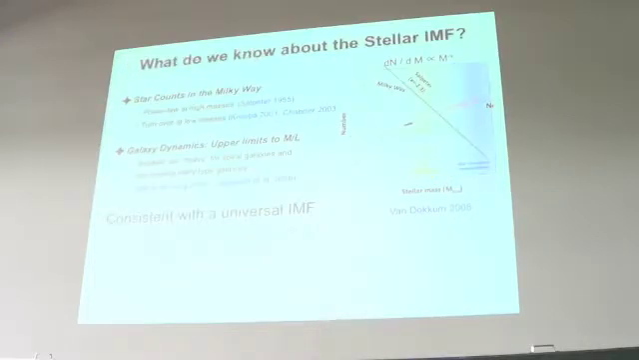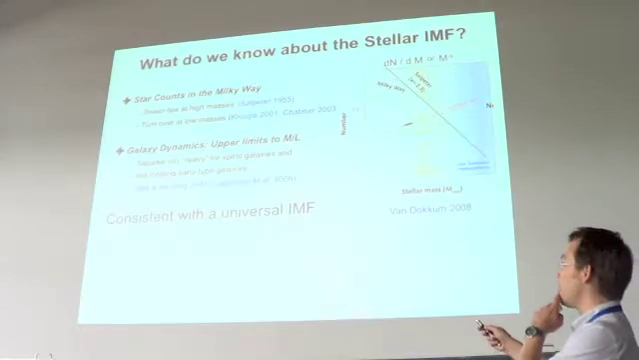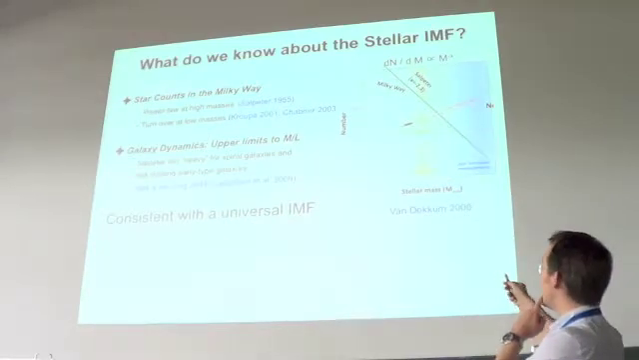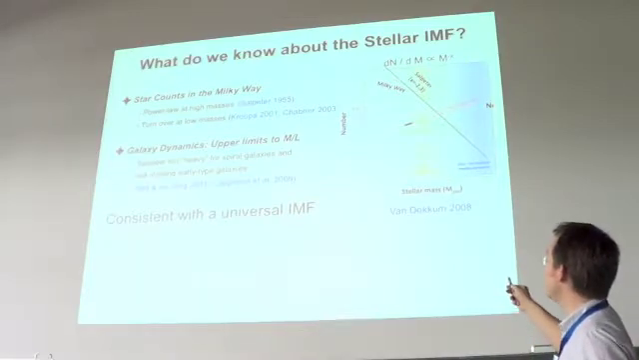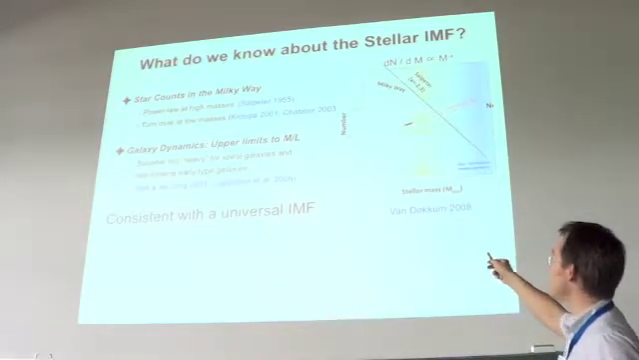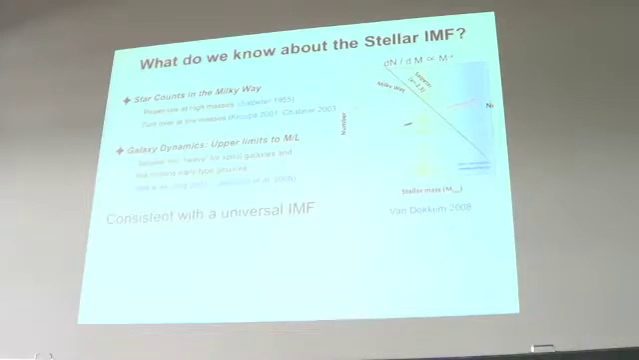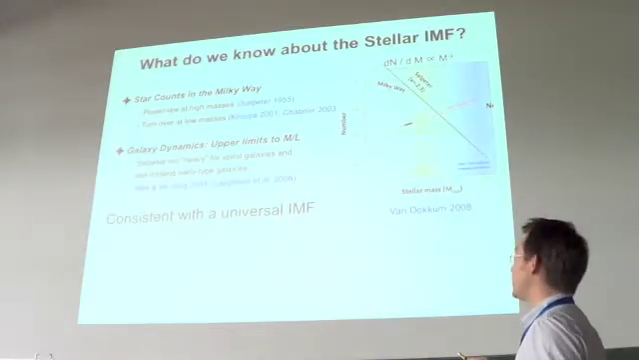So what do we know about the IMF? In the Milky Way you can do star counts, and that's what Salpeter found, this slope of minus 2.35. And then you can go deeper, and you find that there's a turnover. So this has been the canonical Milky Way IMF, either Kroupa or Chabrier. They differ very slightly.